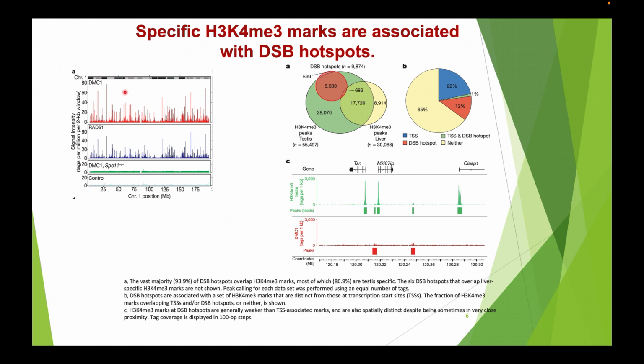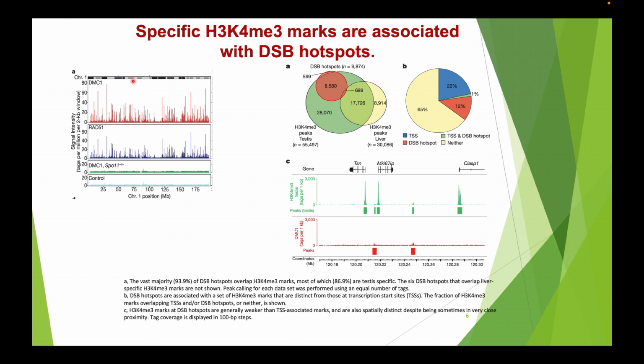This data we visualize in the Integrative Genomics Viewer, IGV. It's a very powerful, wonderful online tool, and it's a Java-based tool. Anybody can download it on a computer and see it. It gives a screenshot of the protein recruitment anywhere in the whole genome.